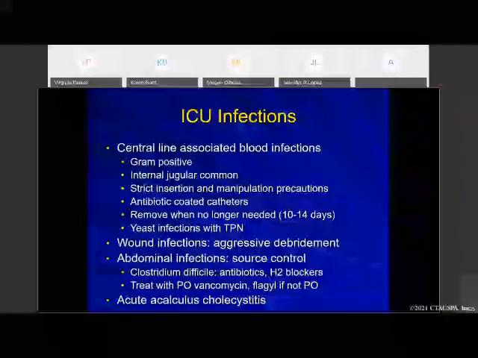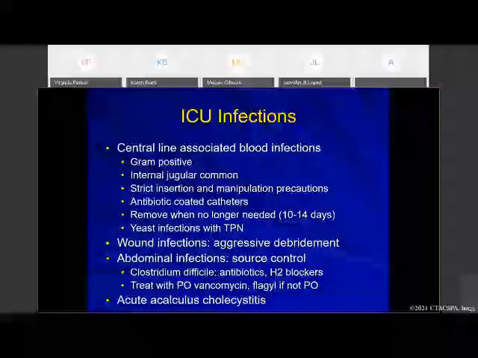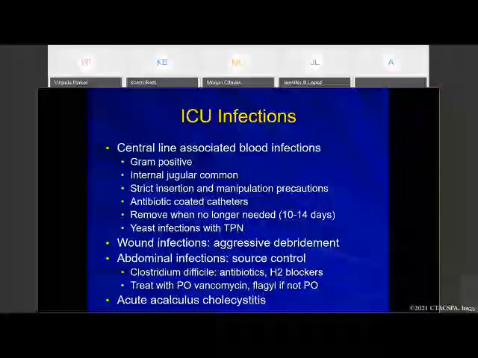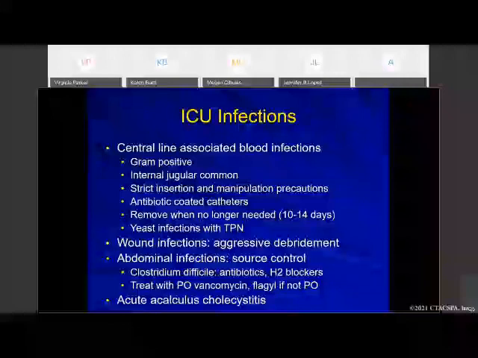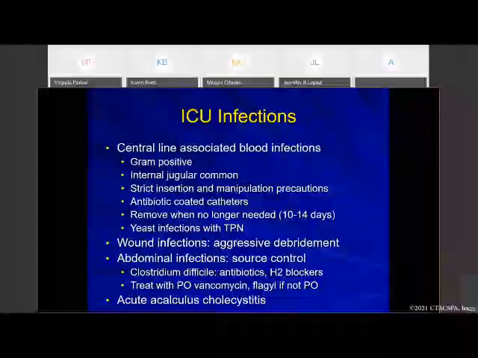Always use, I don't think any hospital would not use, an antibiotic-coated catheter because they can last 10 to 14 days. And we tend to leave lines in longer, and really at 14 days, you really should consider something earlier too, getting a PICC line in. Of course, yeast infections could come mainly with patients with TPN.